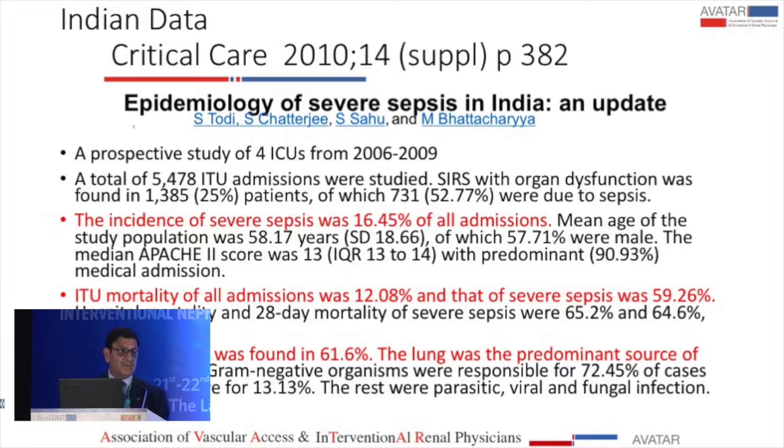Even the Indian data, one of the published data, shows that the ICU mortality of all admissions was 12%. However, for severe sepsis, by the old definition, it was 60%. This is higher than the world reported figures. The culture positivity was found in 61%. This is too high. The world over, culture positivity is around 40% or so, and the lung was the dominant source as world over. The gram-negative organisms were responsible, which is equivalent to the international data.